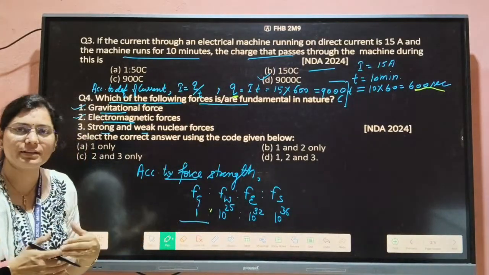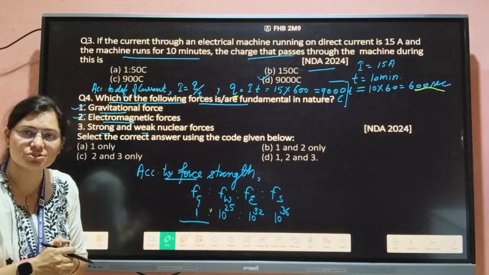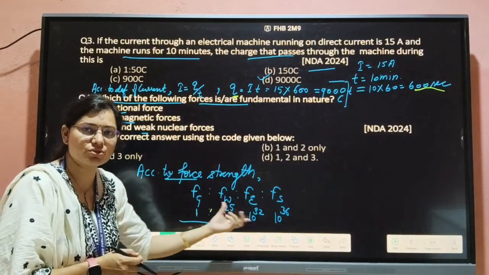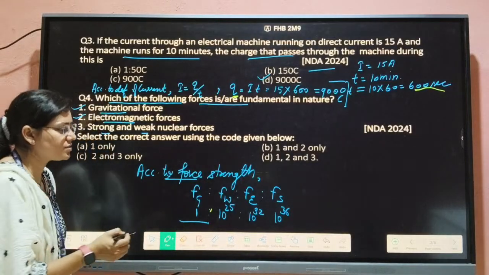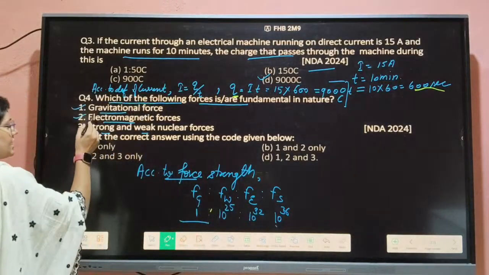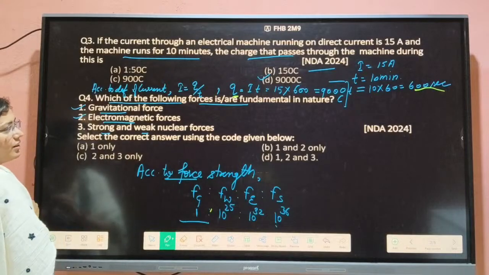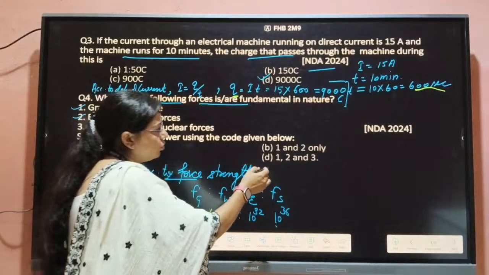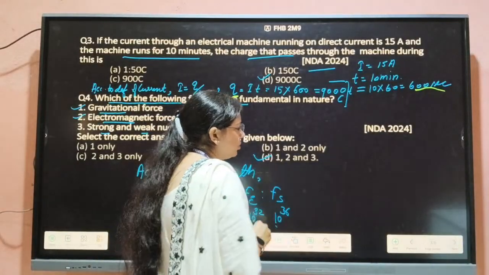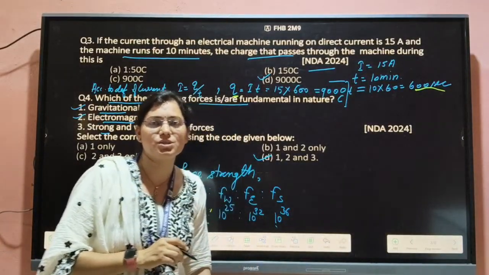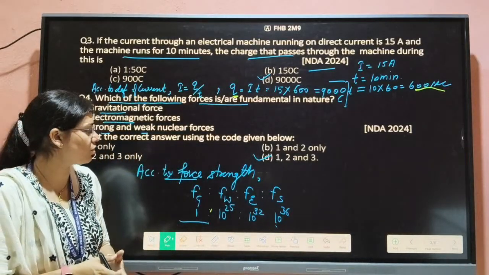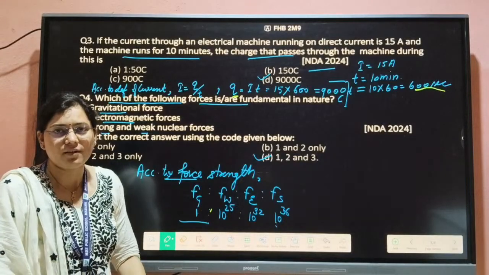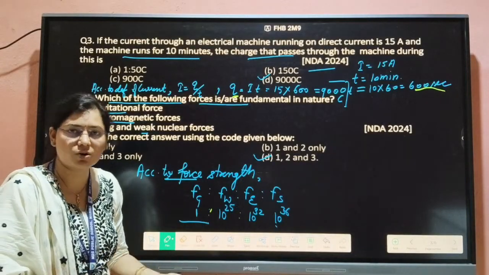As we take the gravitation force as 1, these other forces will be multiples of the gravitation force like this. So the strongest force will be this one, and all of these are our fundamental forces. So which one is the right option? Options are 1, 2, 3, 1 and 2, and D is given as 1, 2 and 3. All are options for our fundamental forces. Here I also told you the strength of these forces, and the relation between these forces according to strength.